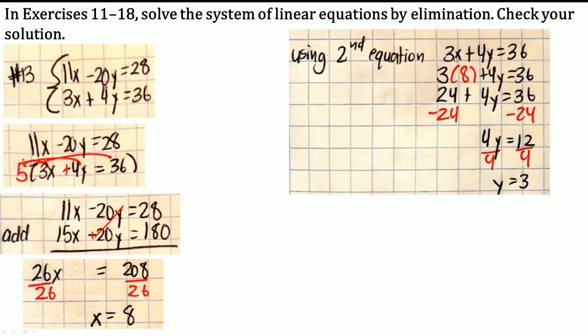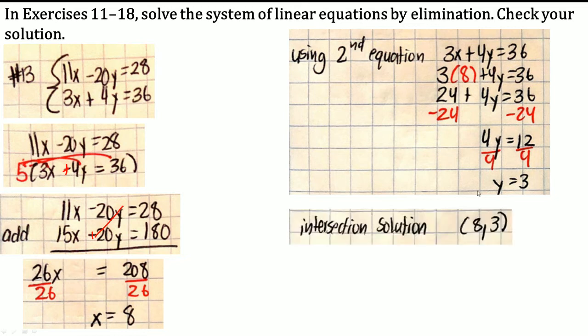3x plus 4y is equal to 36. I used the second equation. The one I solved for was x equals 8. Plug it in. 3 times 8 becomes 24, plus 4y equals 36. Subtract 24 from both sides, and you get 4y is equal to 12. Divide both sides by 4, and you get y equals 3. The intersection solution is 8, 3.